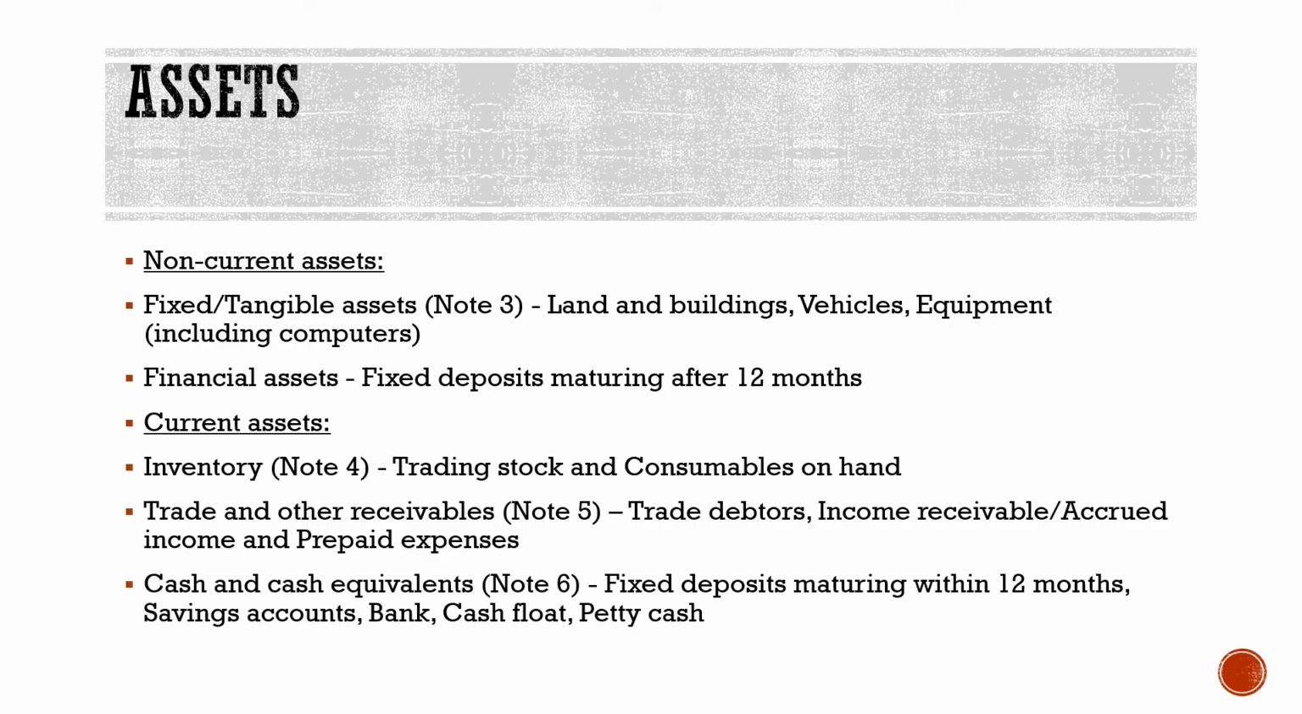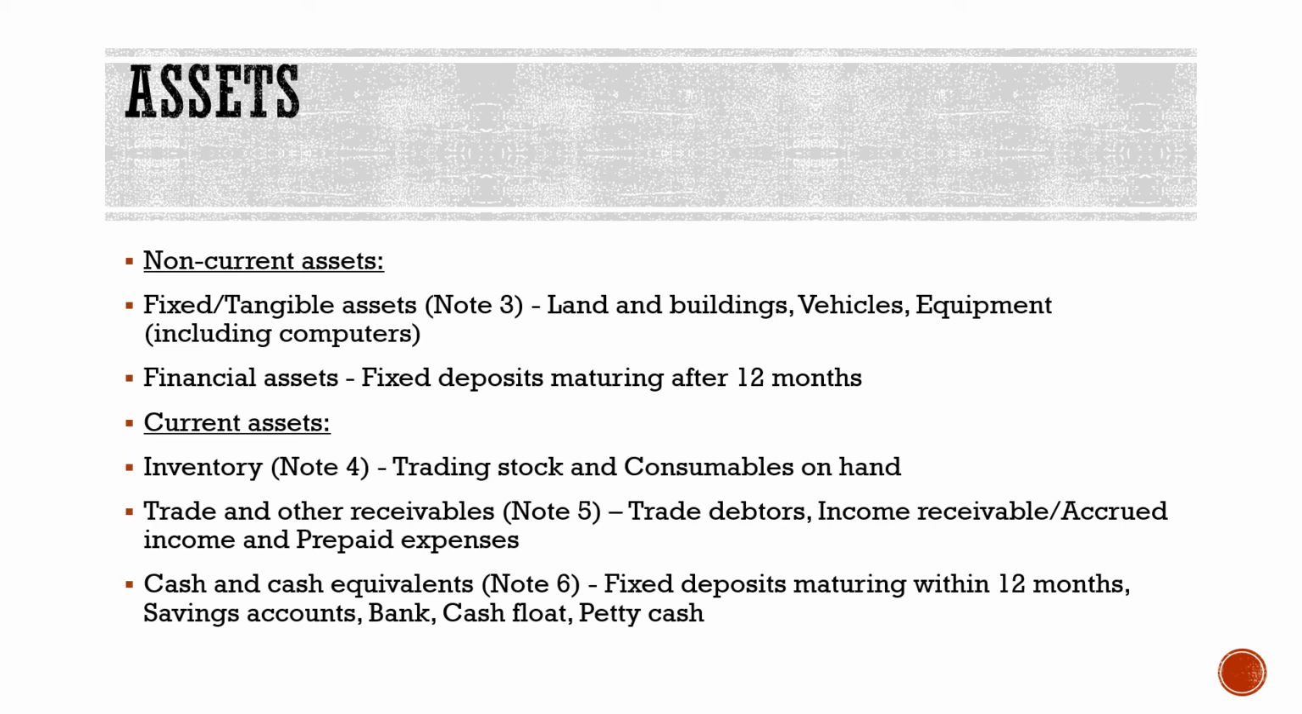Assets. Non-current assets, that is fixed tangible assets. It's also Note 3: land and buildings, vehicles, equipment, including computers. Financial assets, fixed deposit maturing after 12 months. Remember, non-current is longer than 12 months. Then current assets, shorter than 12 months: inventory, Note 4, trading stock and consumables on hand.